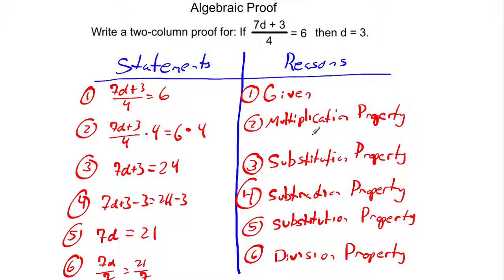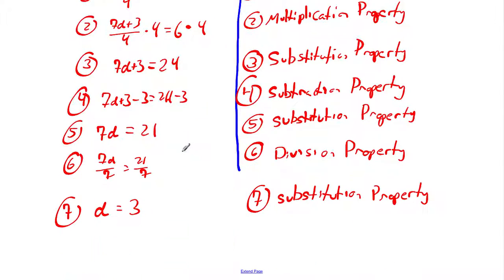What was I trying to prove? It said write a 2-column proof for 7d plus 3 divided by 4 equals 6 must equal d equals 3. Did I get that? I did. So I'm finished with my proof.